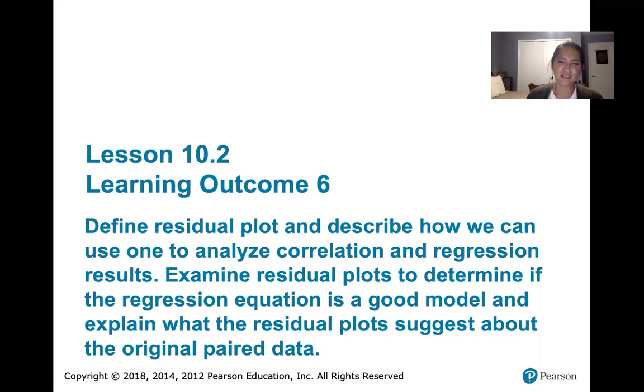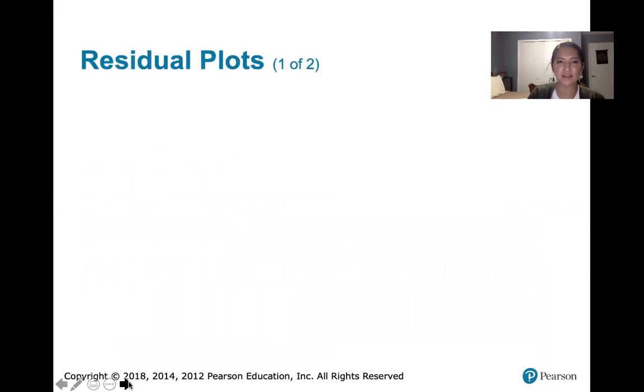We're going to define the term residual plot, talk about how you can create a residual plot. Usually you're using technology to do this rather than doing it by hand. And then I want you to be able to describe how we can use a residual plot to analyze correlation and regression results. So first, let's start with the definition.